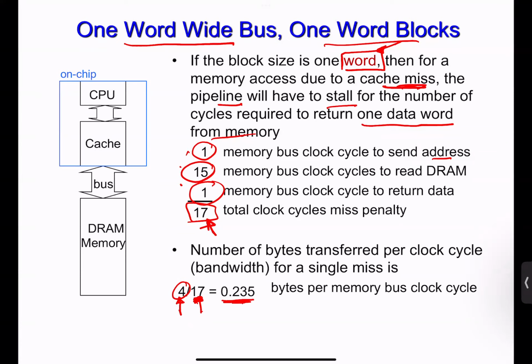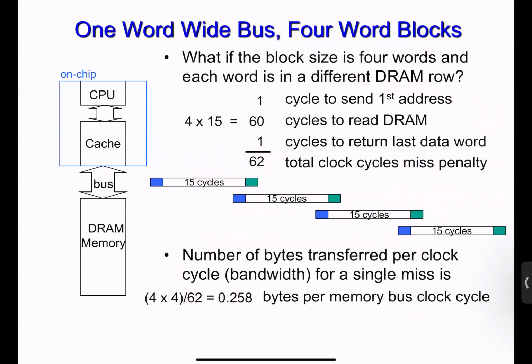How will I get it higher? I will get it higher by increasing the numerator, or by decreasing the denominator, or by both. Correct? Yes, if 17 is a smaller number, then the total will be more. If 4 is larger, then of course it will be more and more. Let's take another example. We have a one-word-wide bus, but instead of a one-word block, we have a 4-word block.